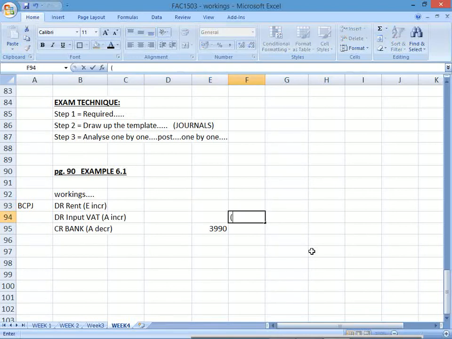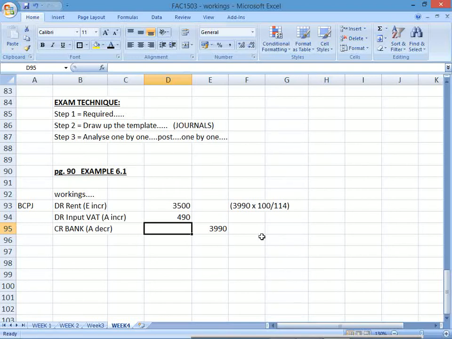So how do I get the VAT portion? 3990 times 100 divided by 114, to get the VAT exclusive amount. You guys are still using 114, hey? So this times 100 divided by 114 gives me that. Once I've got that, I can take this amount and subtract this, and I get the difference. You can do that however you want.